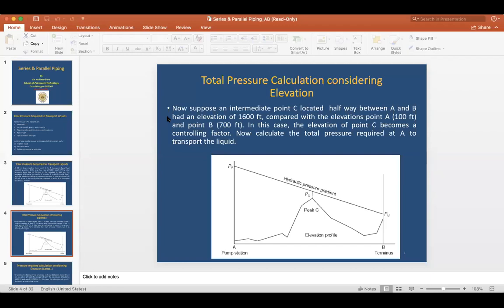1012 plus 50 psi, because 50 psi is the delivery pressure, plus 109. So that will be again 1171. So you just see, if you calculate in this way, and if you calculate just considering the three parameters, both are same. So the question may come that, okay, prove that if we consider the elevation, including the vapor pressure, the total pressure required to transport a liquid from point A to B is equal to considering only frictional pressure, elevation head pressure, and delivery pressure.